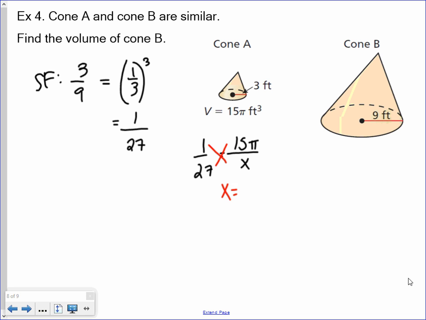So what is 27 times 15? 405. So I'm just going to leave this as 405 pi. It's not the end of the world if you type it in and get the full decimal. But if they're going to put this one in terms of pi, then I should probably put the other one in terms of pi as well. 405.